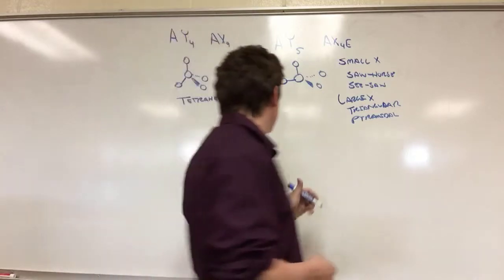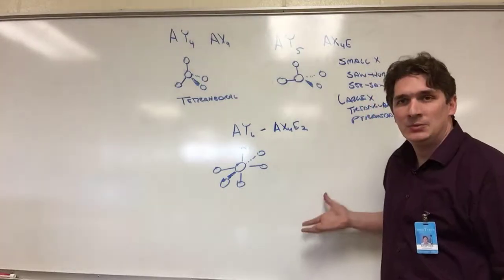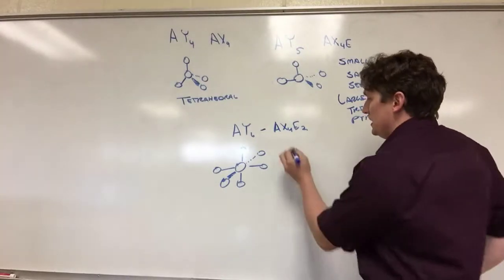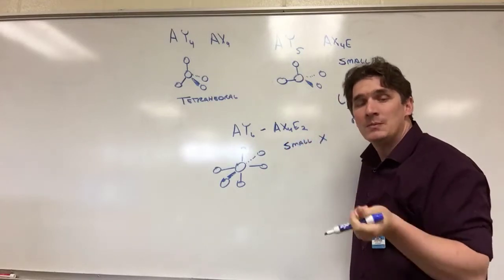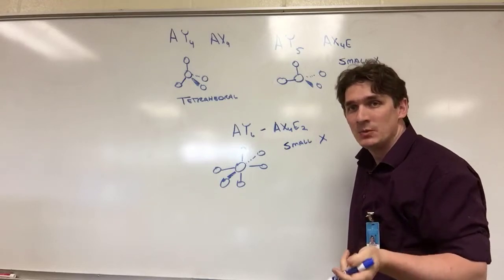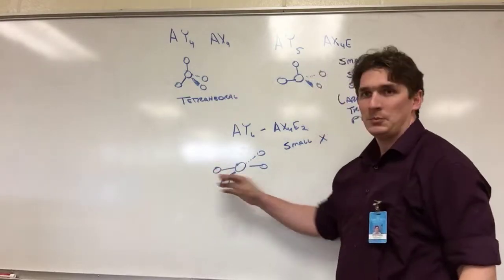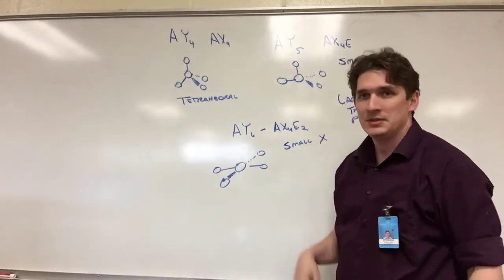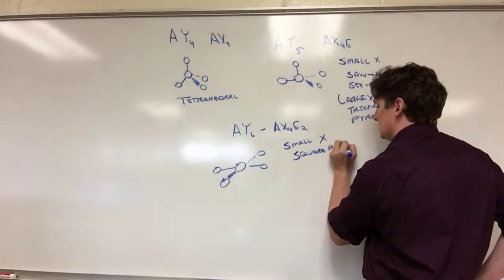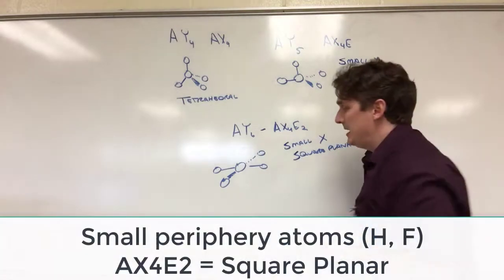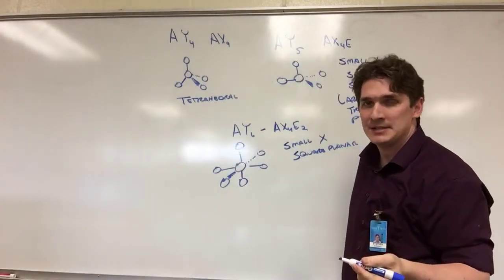Now the last one, AY6. If we have 4 periphery atoms, we'll have AX4E2. And again, we have to decide where we're going to stick the lone pairs. If we have small periphery atoms, something like hydrogen or fluorine, we want to maximize the distances between the lone pairs, and the best way to do this is to put them in the axial positions. And so what we end up with are 4 periphery atoms all in the same plane with the central atom, and this is a square planar molecular geometry.